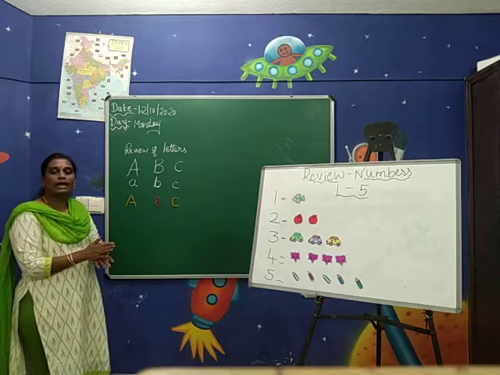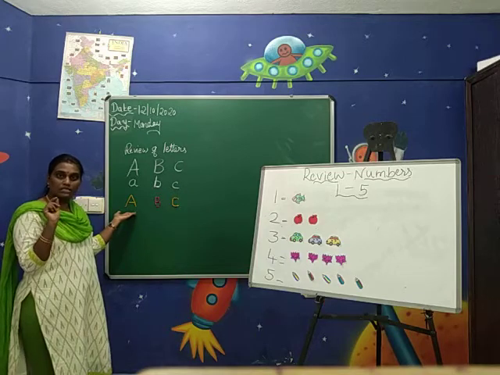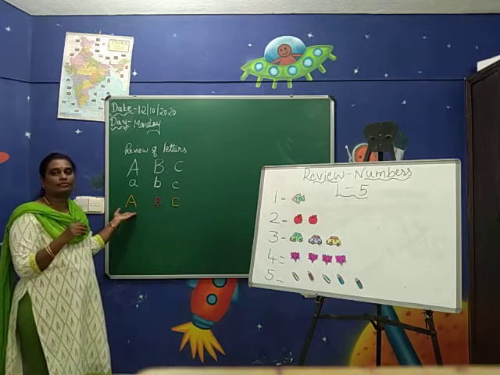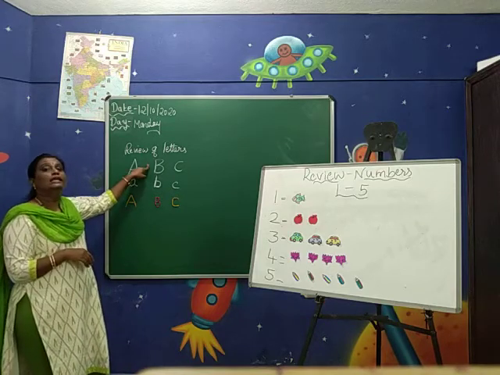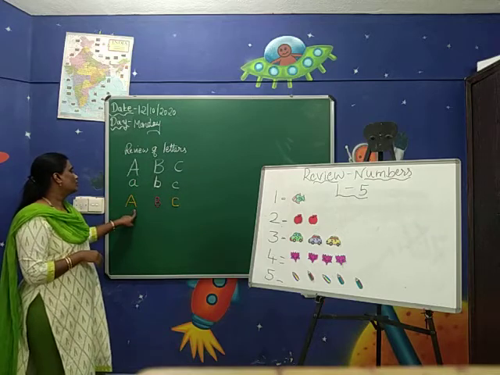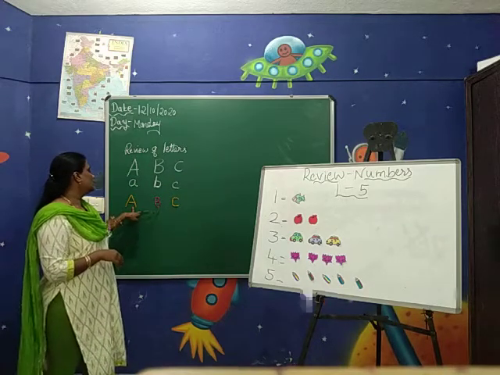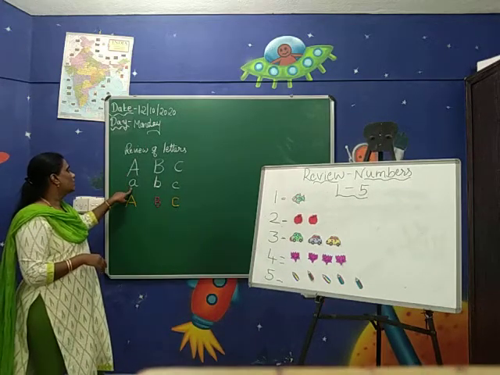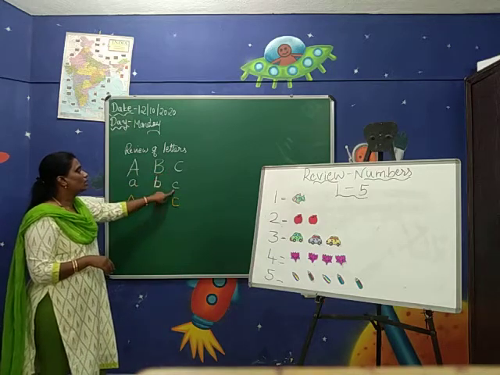You can do activities with clay, paper collage activity. Yesterday I showed you, and painting also on the letters. These are some of the activities you can do, which help you understand the letters easily, children. So big letter A, small letter A, big letter B, small letter B, big letter C, small letter C.